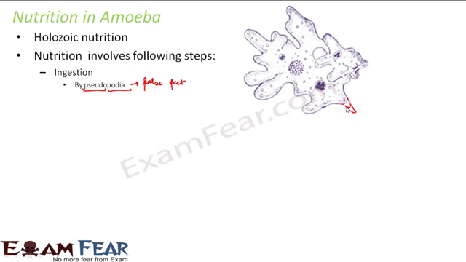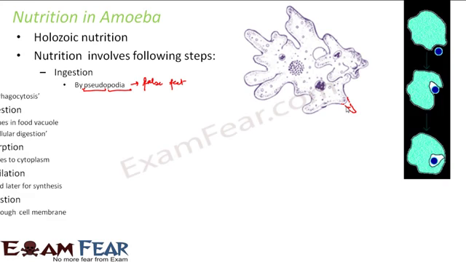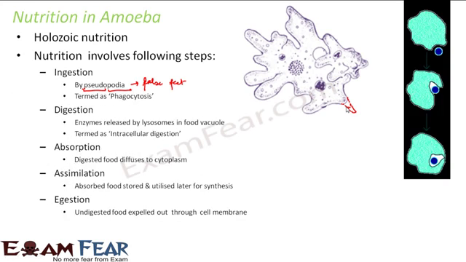Wherever there is a food particle, the cytoplasm will extend and enclose the food. That is how the intake of food will take place. This process is known as phagocytosis. So intake of food by amoeba with the help of the pseudopodia is known as phagocytosis.